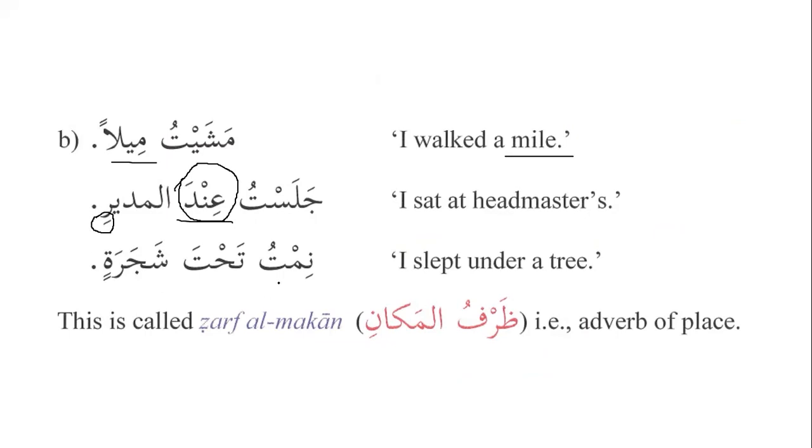And similarly, you say nimtu tahta shajaratin. Tahta is also used as special mudaf, and that's why we can see that the noun that follows it is also mudaf ilayh, and it is also majroor. I slept under a tree. So inda and tahta are used as mudaf, whereas milan only talks about place. So these are the examples of dharf al-makan.